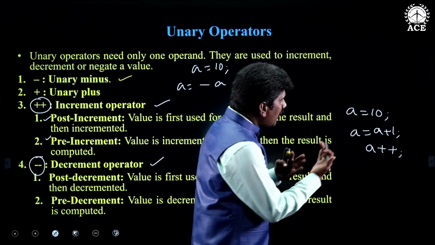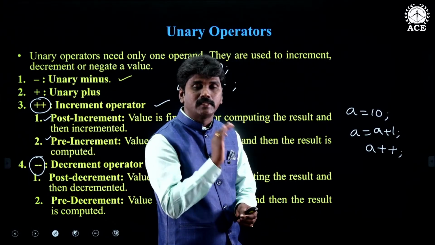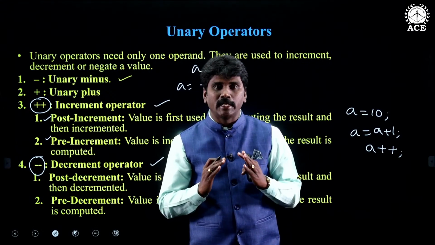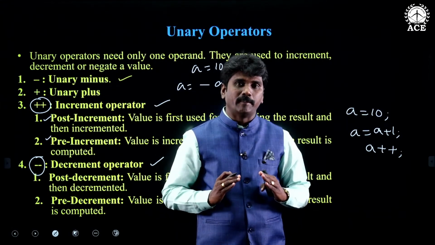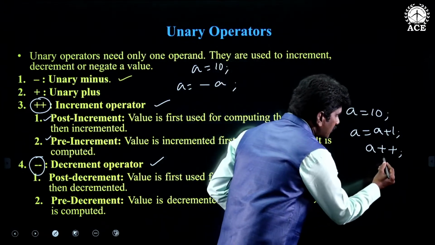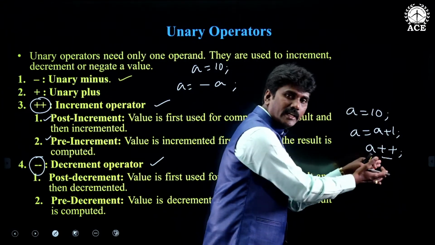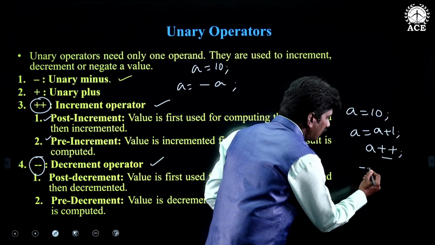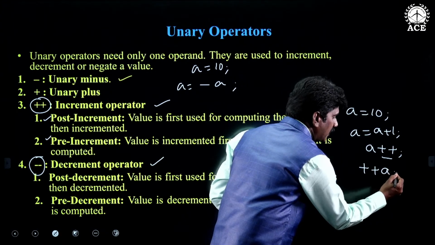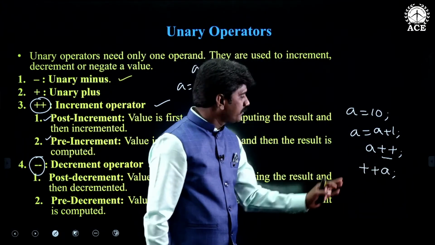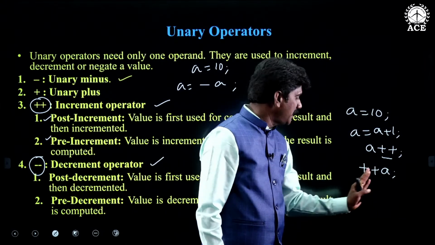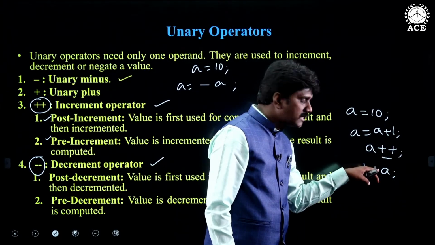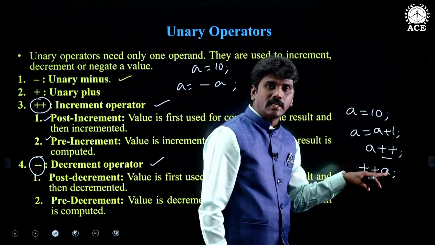Here, how we are applying this increment is again divided into two types: the first one is post increment and the second one is pre-increment. Suppose we write this operator plus plus after the variable, then it is called post increment. Suppose we write the operator first, plus plus and then the variable name, plus plus a, then it is going to be called pre-increment. Means the operator comes before the variable, right? That is the difference between post increment and pre-increment.